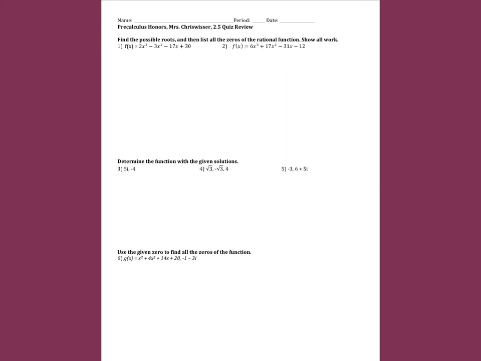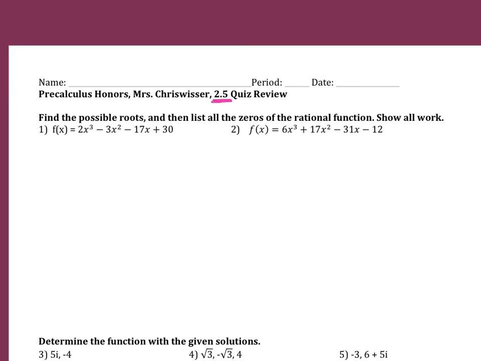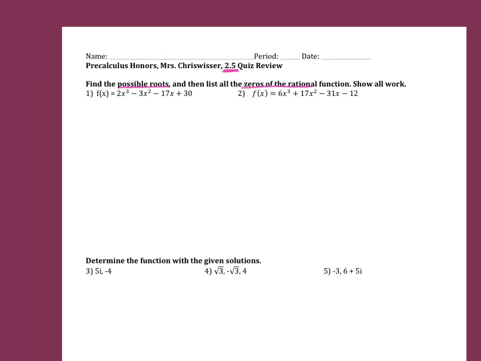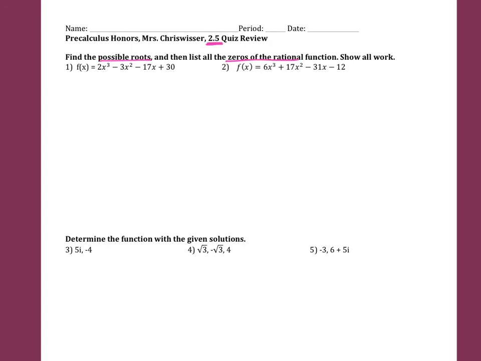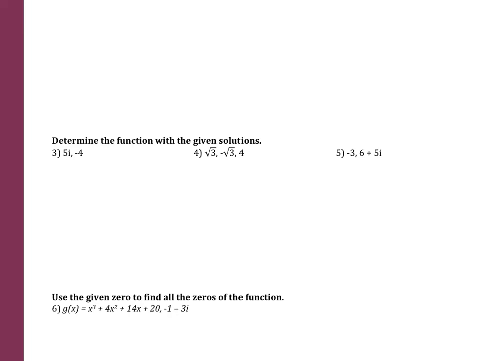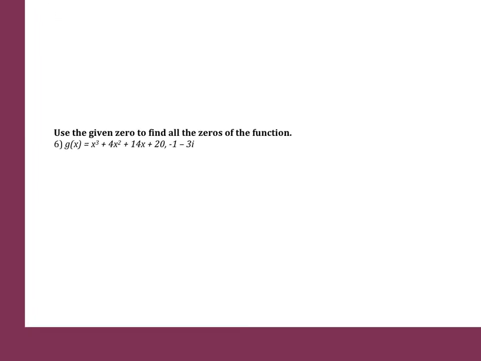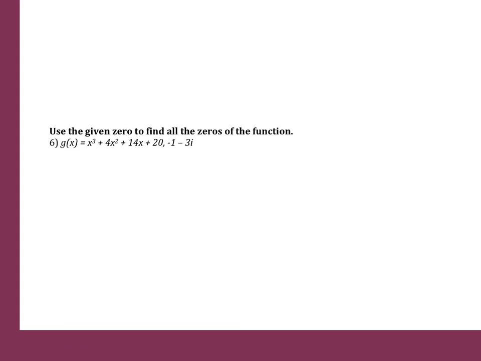Last page is your 2.5. So this is like what we just did. This one says find the possible roots, then list all the zeros. So you're going to have to test it using synthetic division, reduce it a degree. These are both cubic, so you just have to reduce it a degree, and then solve it either using the quadratic formula or if it's factorable. 3, 4, and 5 are giving you the actual equation, so you're going to give me as an answer f of x equals whatever that is. Remember, if there's complex roots, you add on the conjugates. 6 is just like the last question we did on the warm-up.